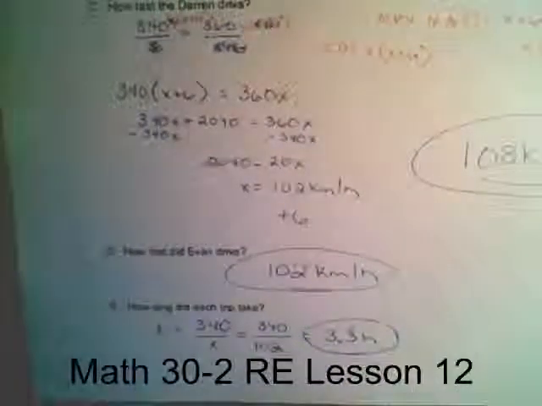So if I know Evan's speed is 102, I know Darren's speed is 108, and I can figure out how long the thing took, the 3.3 hours. But the key is you've got to be able to solve it and then understand what you solved for. So hopefully that makes sense.